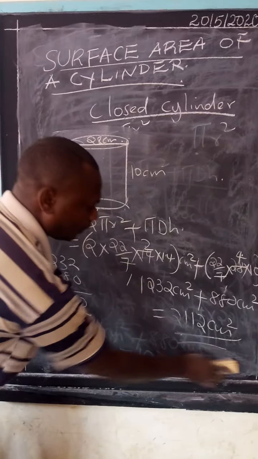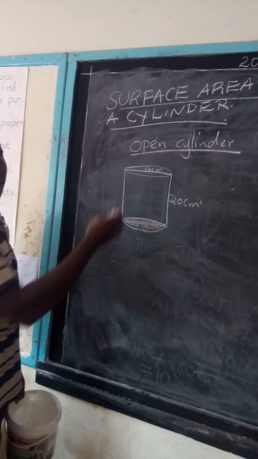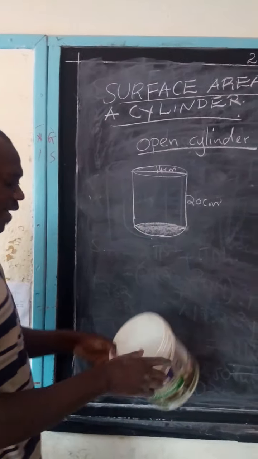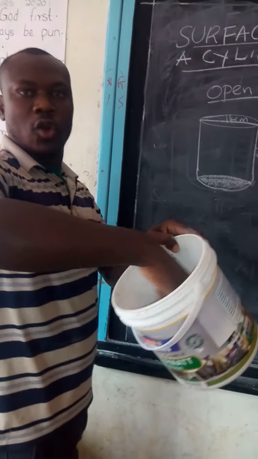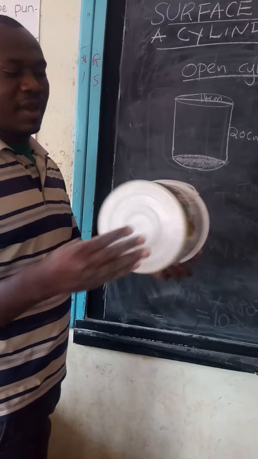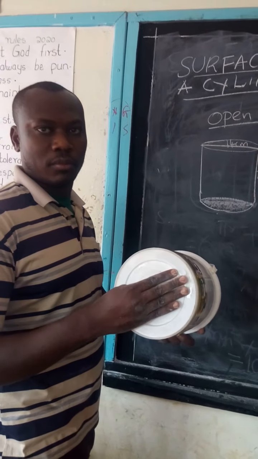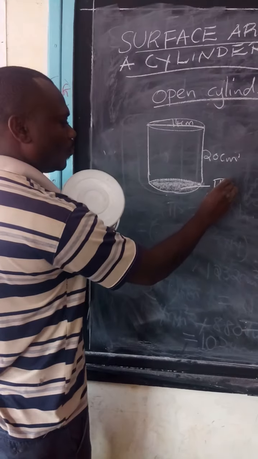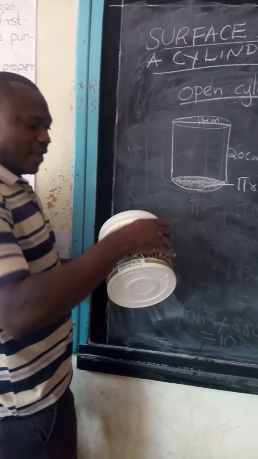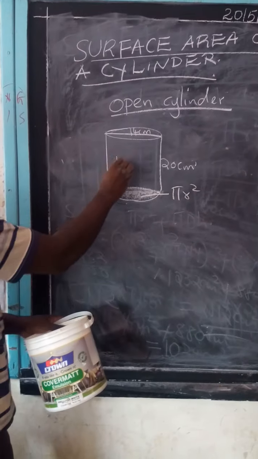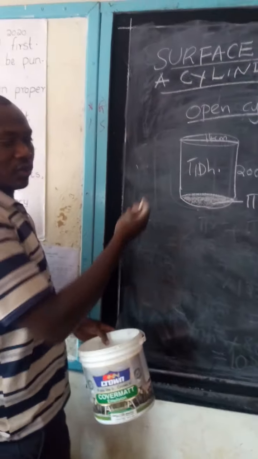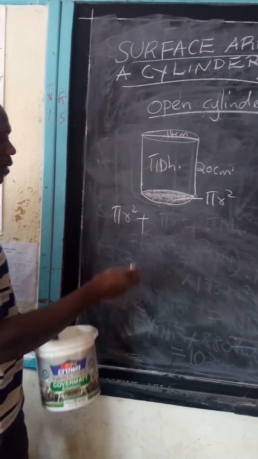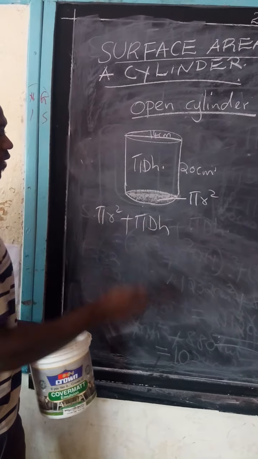Let's move to example 2. Open cylinder is our number 2 now. Open cylinder means, like this is my cylinder here, there is no lid at the top, but we have a circular part at the bottom. That's why we call it open. Therefore, for this circular part here, we are going to use pi r squared. Then this curved surface here, pi dh. Therefore, what's the formula? Pi r squared for the bottom plus pi dh for the curved surface.